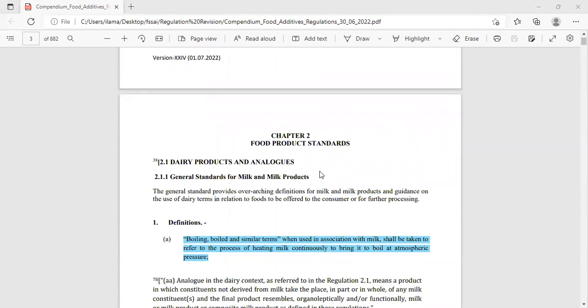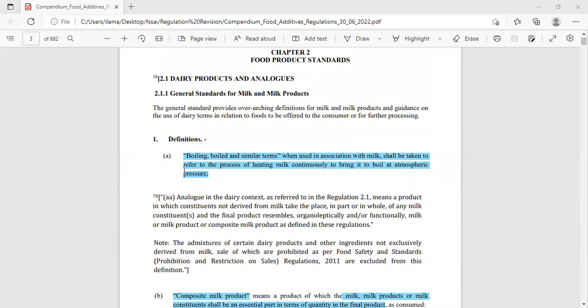Kindly go through the definitions given for milk and milk products. Here milk and milk products is a high risk category, so they will ask questions from milk and milk products. Just go through the definitions I highlighted. I will not completely read all the definitions; I will tell which ones you need to give more importance.